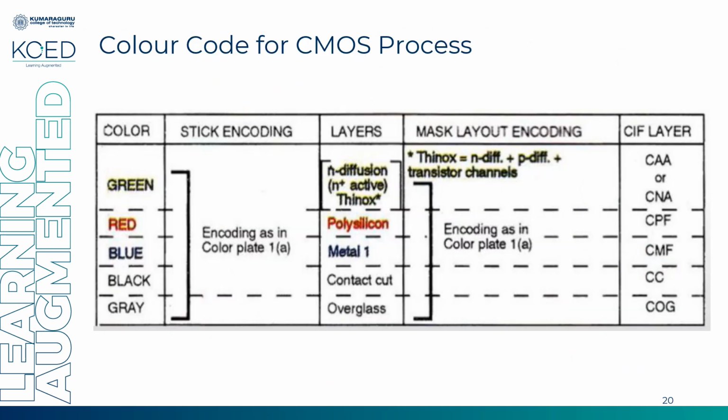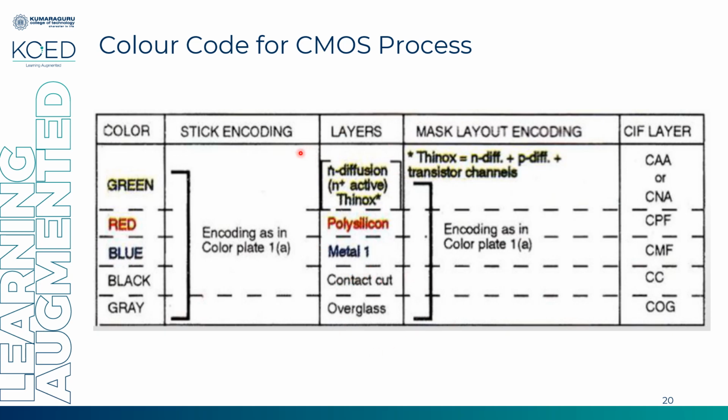Color code for CMOS process. NMOS and CMOS have some similar color coding. Whatever is similar, you're seeing on the screen now: N diffusion, N plus active, polysilicon, metal one, contact cut, over glass. All of this follows the same coding.